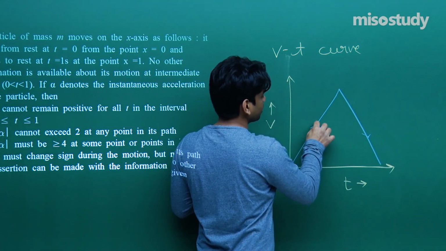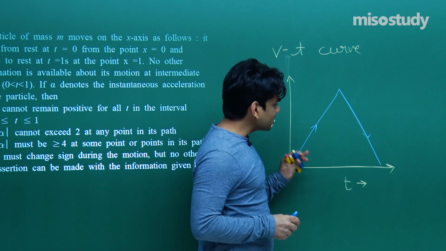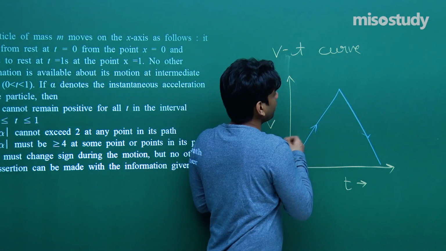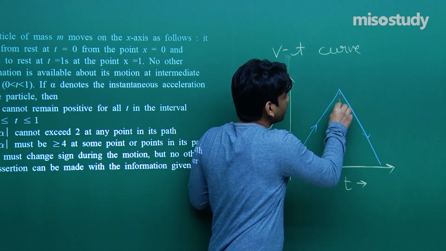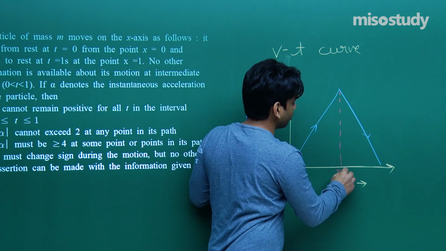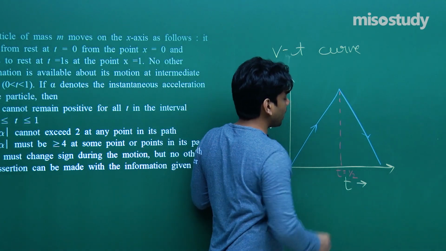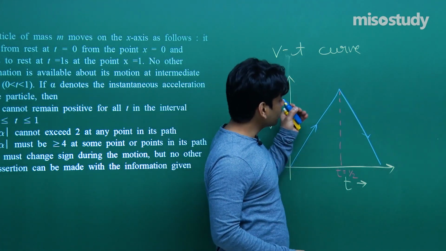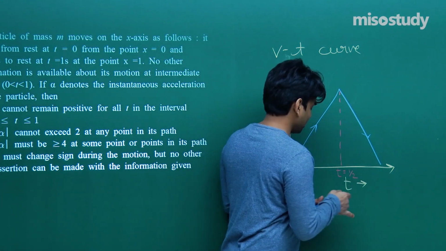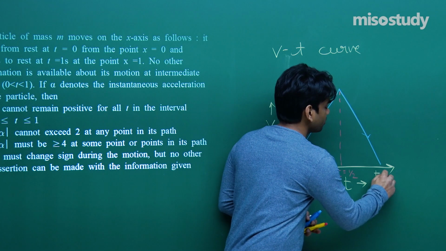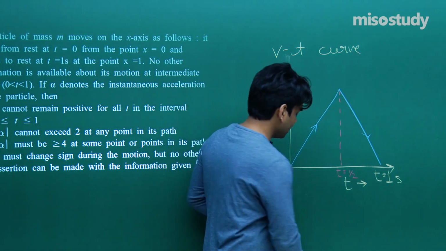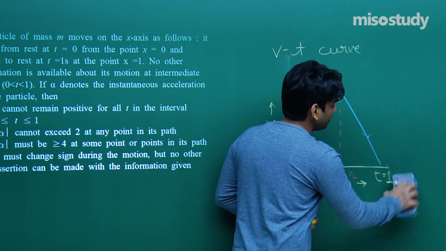It can be in this way. So for this standard curve, what I have taken is that for t equals 1 by 2, the particle velocity is increasing, and then for the next half time, the particle velocity is decreasing. This is t equals 1 second. That is what has been given in the statement of the question.